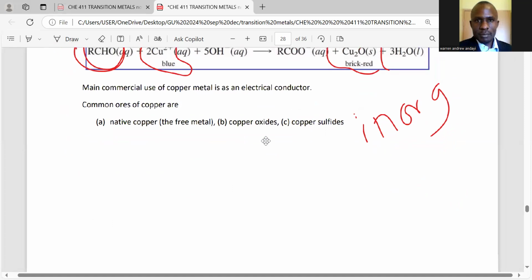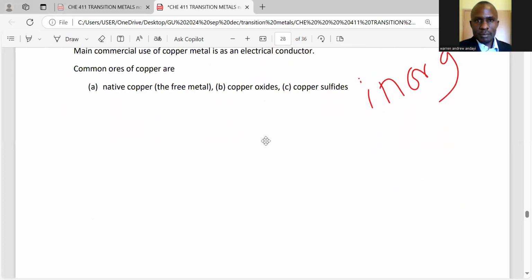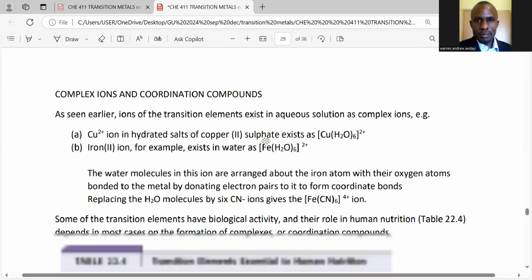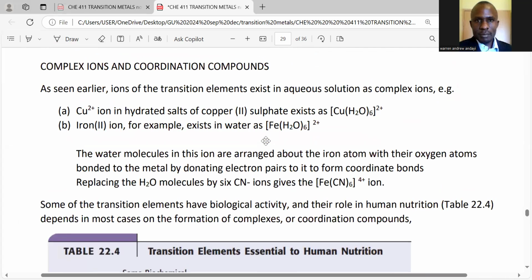Okay, common ores of copper, we've already talked about them. They're mainly the free copper itself, copper oxides, as well as copper sulfides. Now, having gone that far, I can just tell you that we have now looked at the chemistry of two selected transition metals.